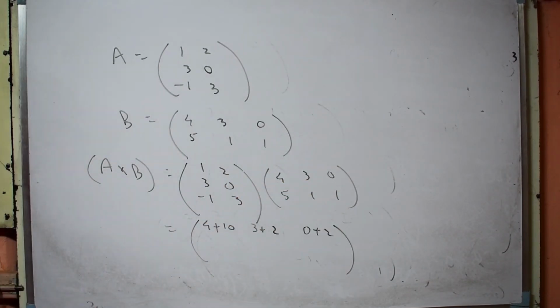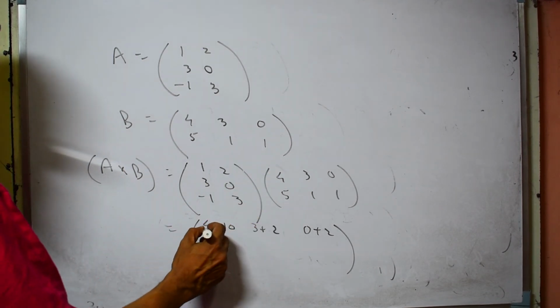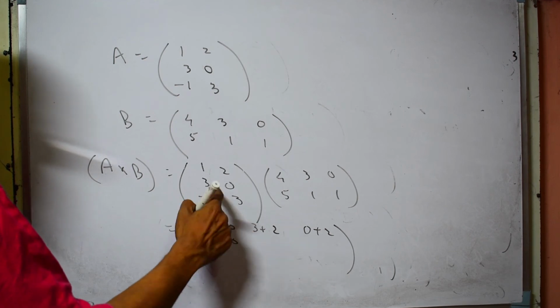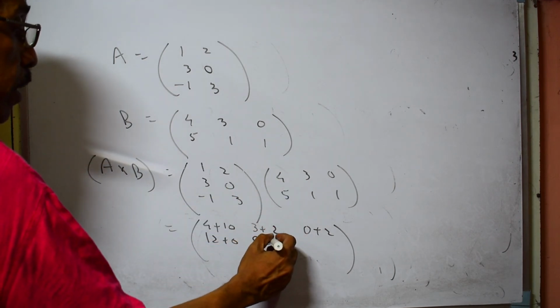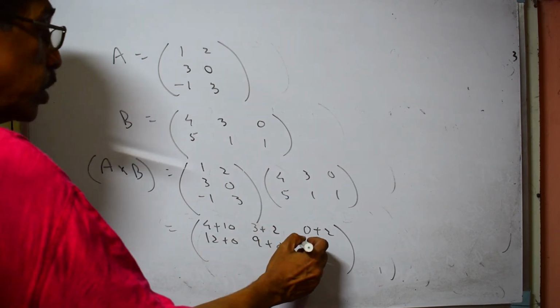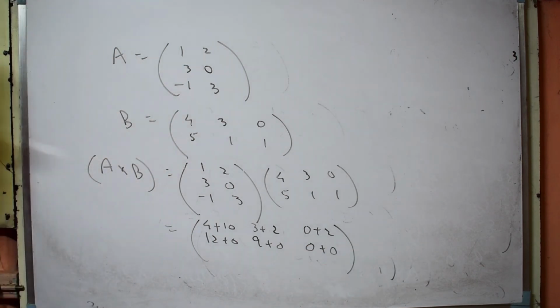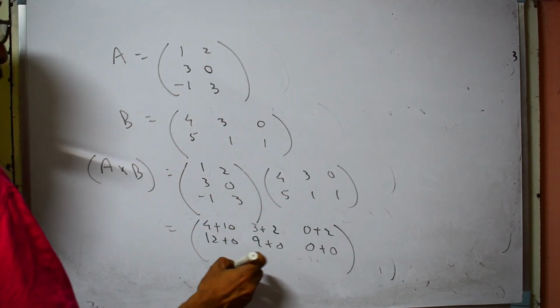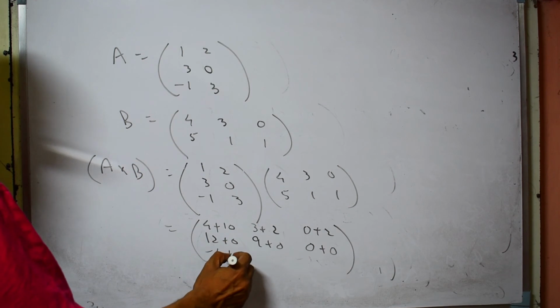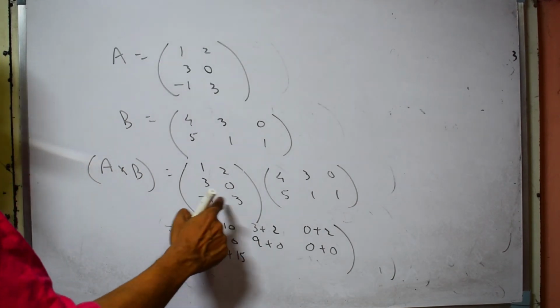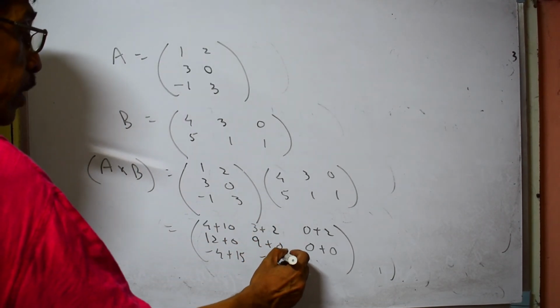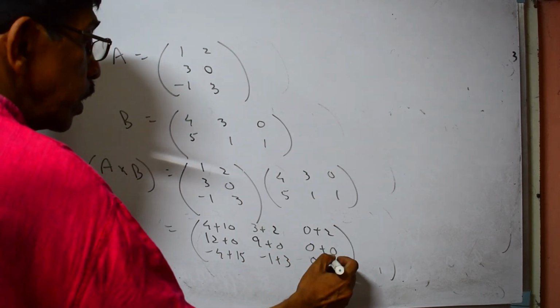Now if I come to the second row, 3 0 multiplied with 4 5. That means 12 plus 0. Then 9 plus 0. Then 0 plus 0. Now the third row is multiplied with this one. Minus 4 plus 15. Then minus 1 plus 3, and then 0 plus 3.